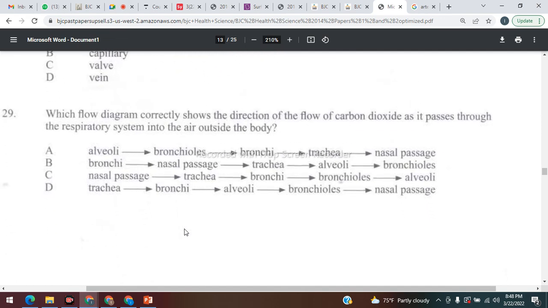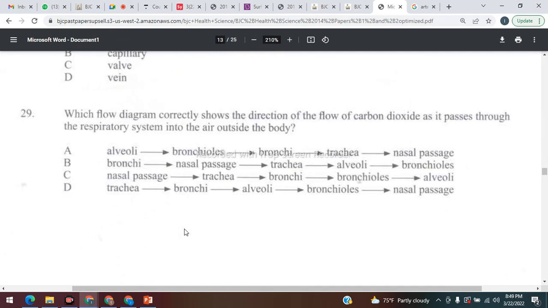Number 29. Which flow diagram correctly shows the direction of the flow of carbon dioxide as it passes through the respiratory system into the air outside the body?